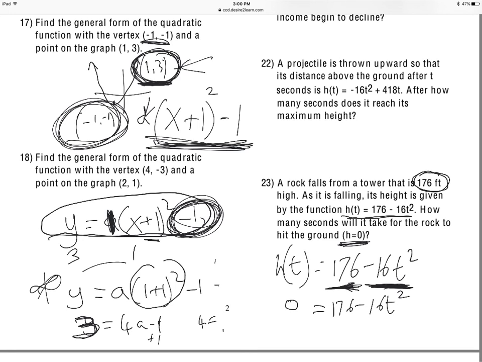I'm going to add 16t squared to both sides. Okay, you got that? Divide both sides by 16. Remember, divide both sides by 16. I think t squared is going to be 11. And so I don't have a calculator on me, but t will be the square root of 11, or about 3 point something seconds. You can check that out, but that would be the answer, okay?